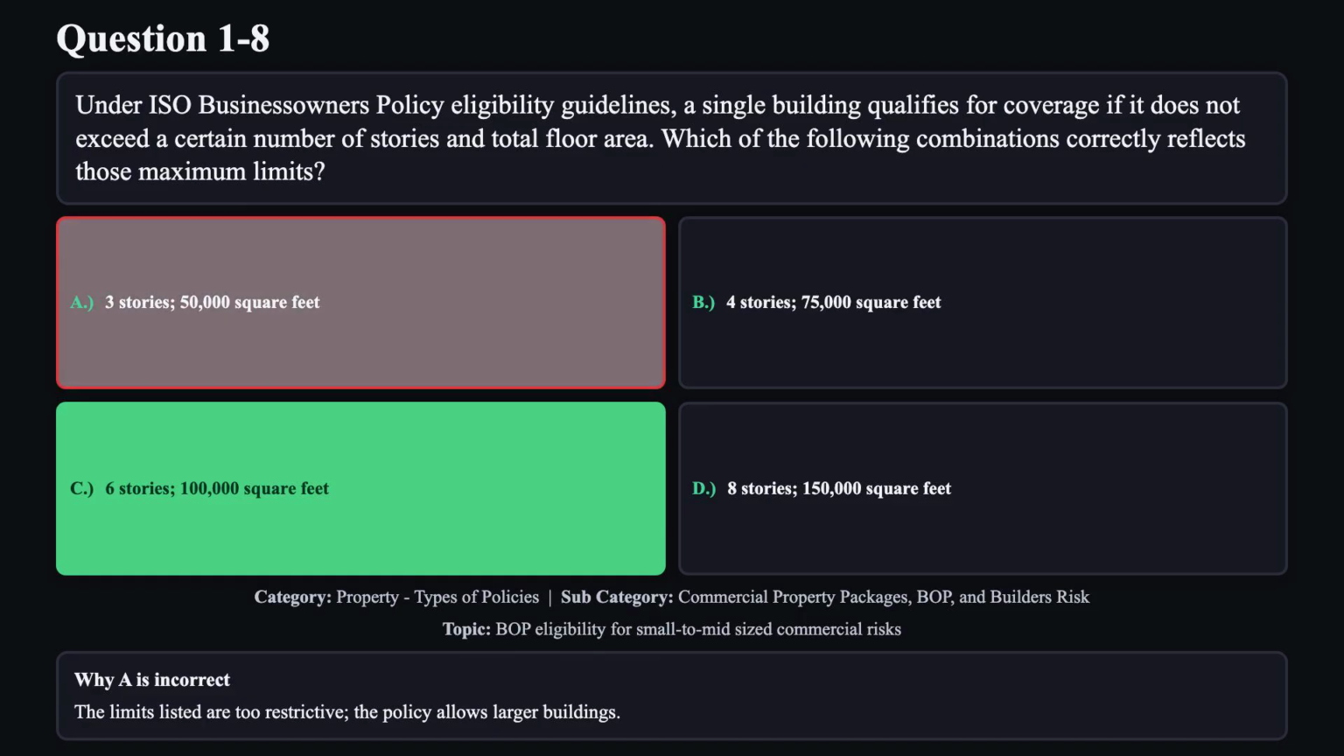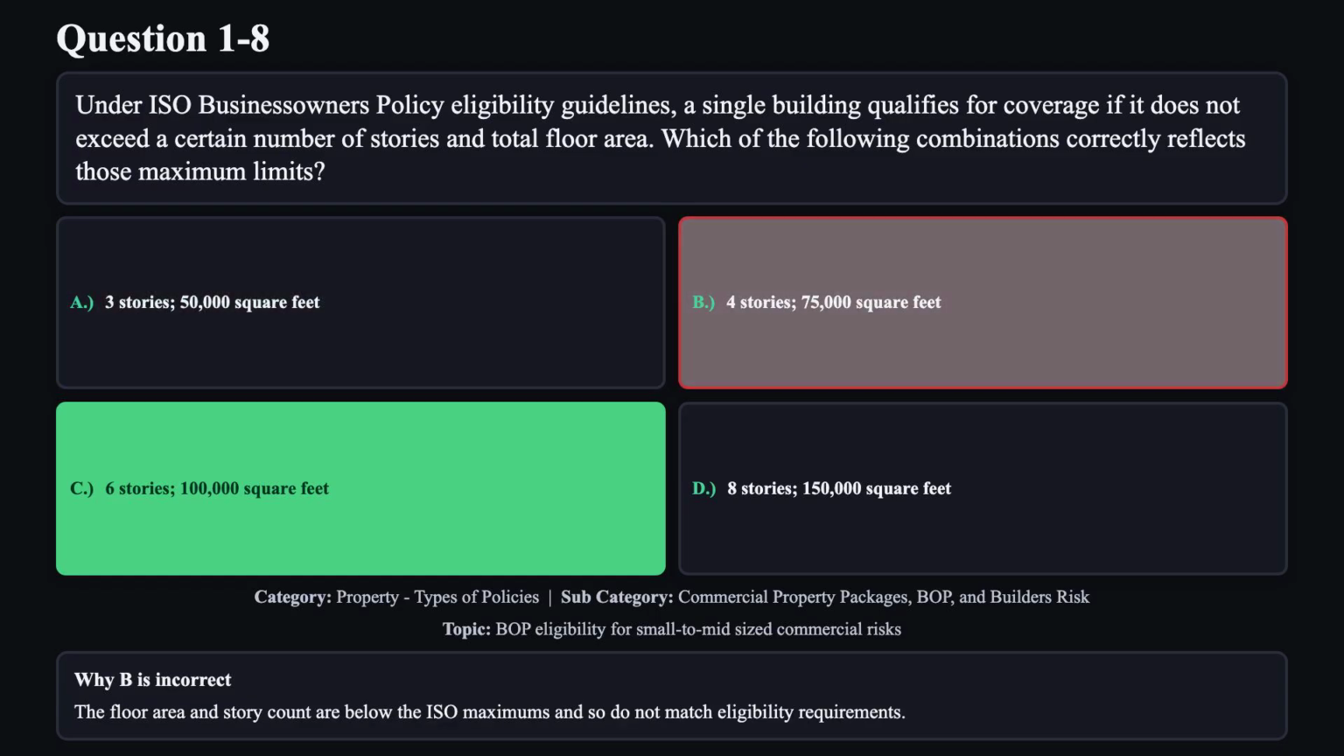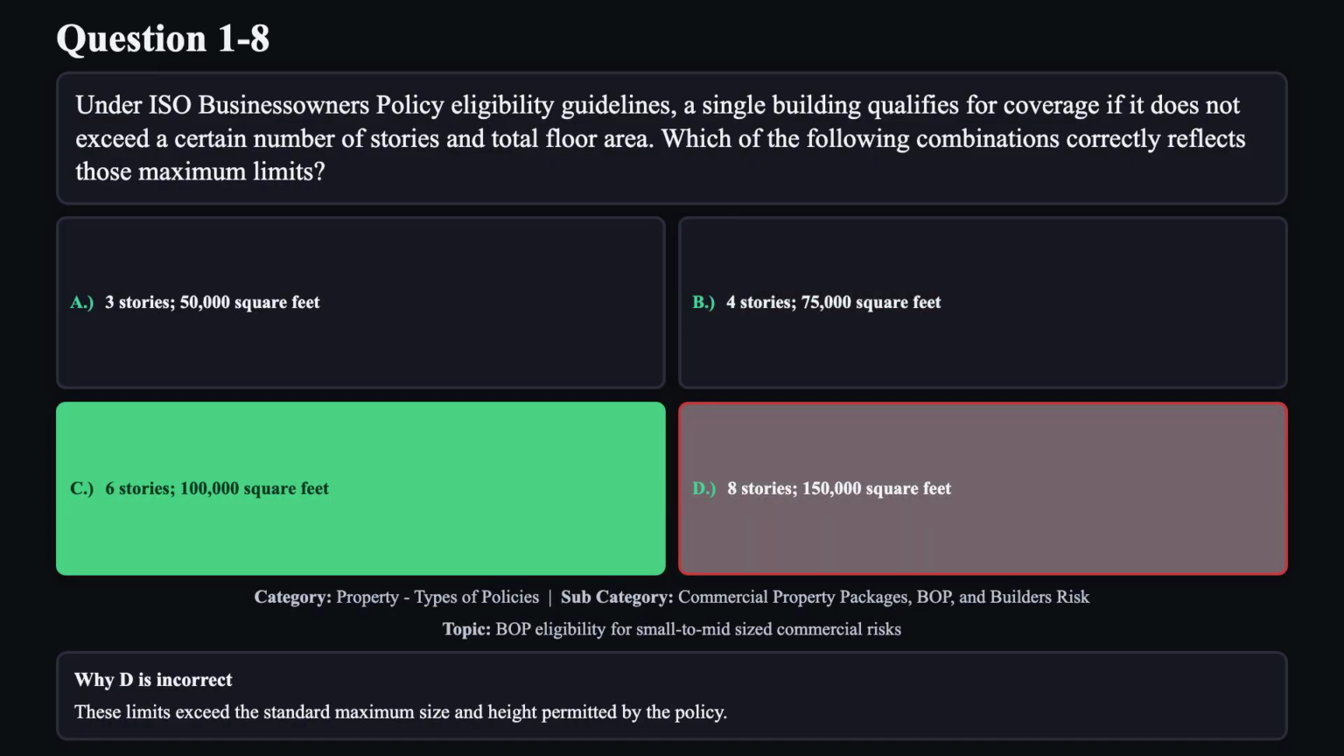Reason A is not correct. The limits listed are too restrictive. The policy allows larger buildings. Reason B is not correct. The floor area and story count are below the ISO maximums, and so do not match eligibility requirements. Reason D is not correct. These limits exceed the standard maximum size and height permitted by the policy.